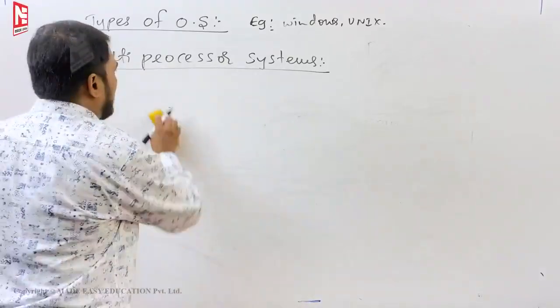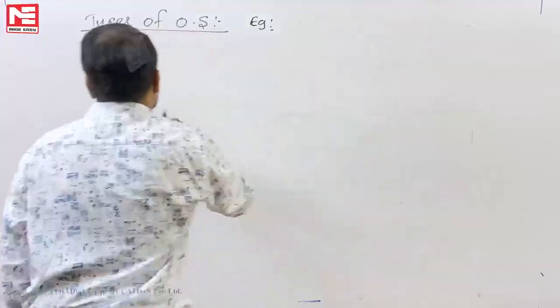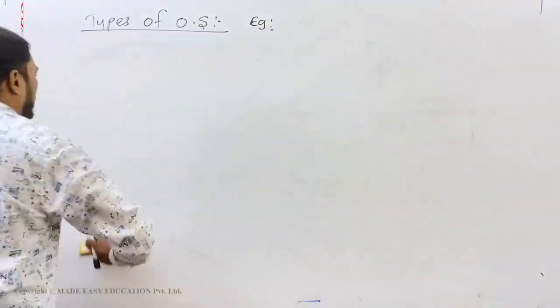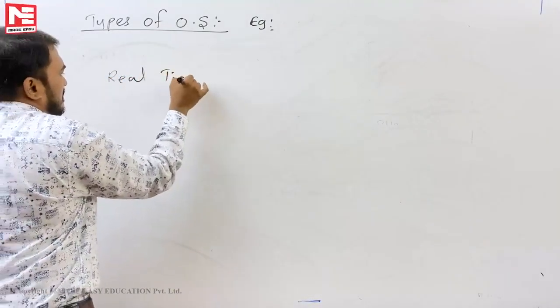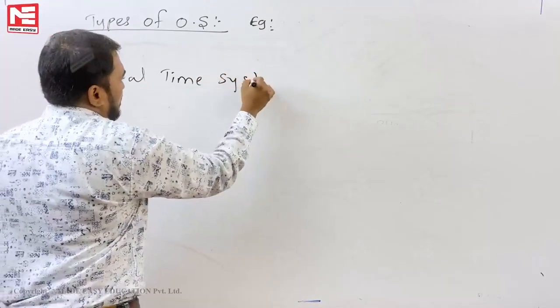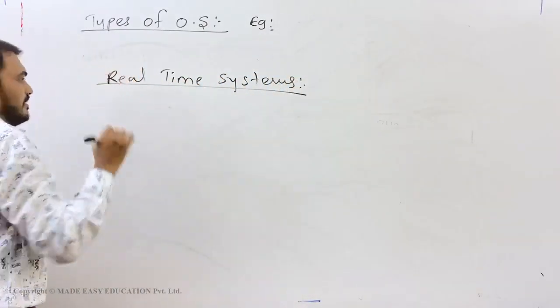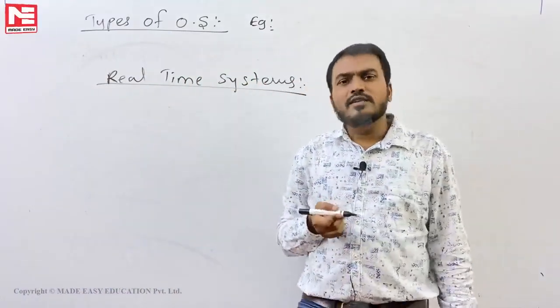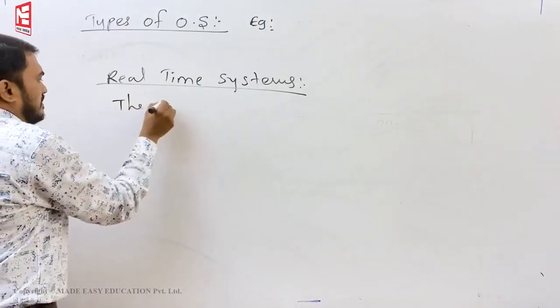Next, we will move on to the next type of operating system, that is real-time systems. Keep the heading real-time systems. So next is the real-time systems. What is the meaning of real-time systems? Note down the definition.